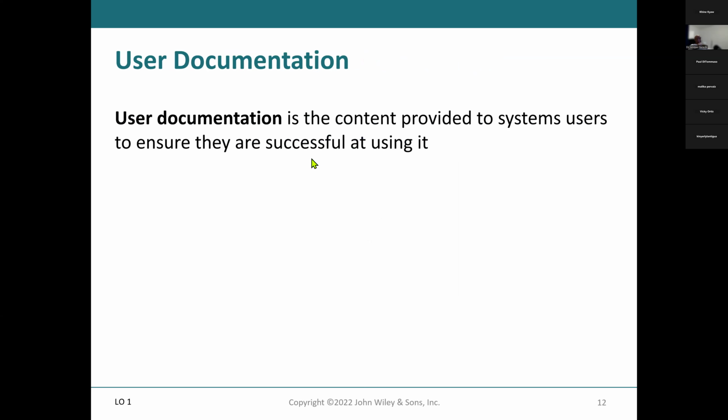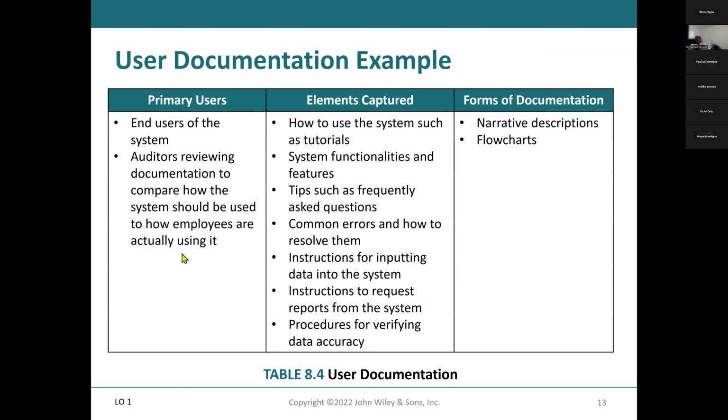And finally, user documentation. This is what the end user is going to be using. So auditors and accountants would definitely be looking at this to understand how employees are actually using the system. Basically, it contains information like a tutorial or some sort of guidance. How would you use the system? What functionalities are available? Tips, etc.